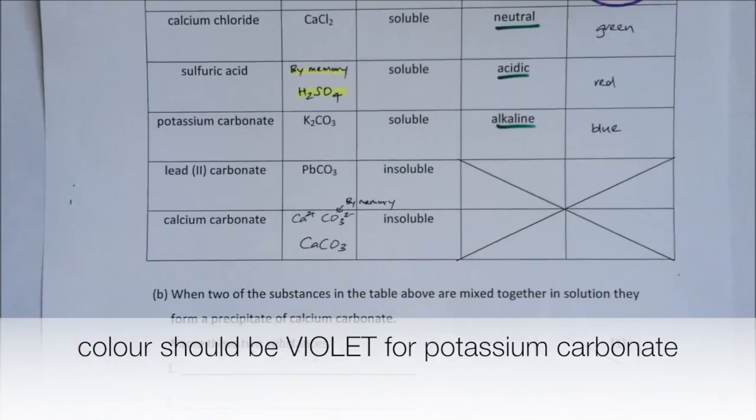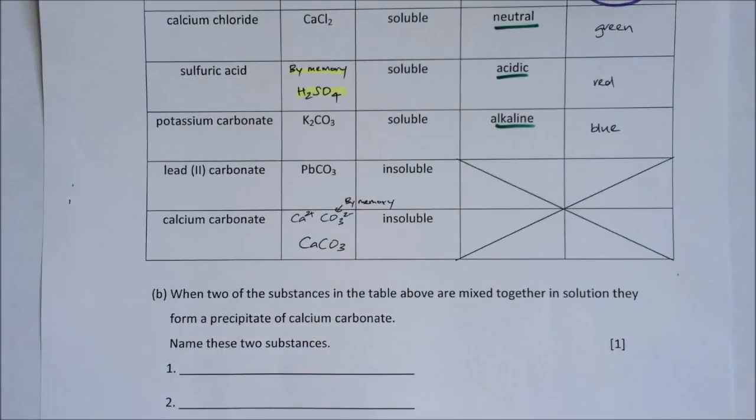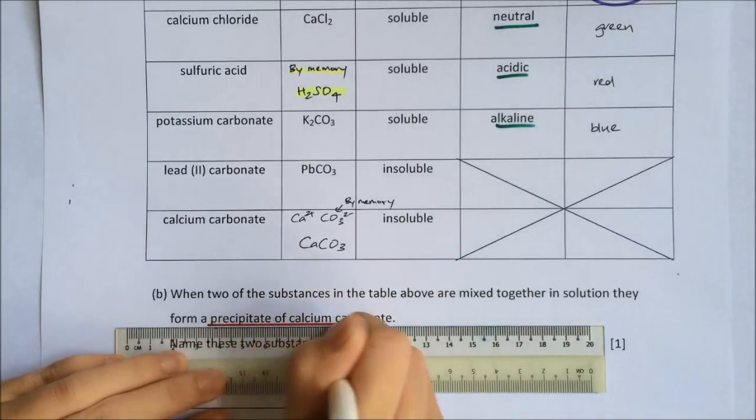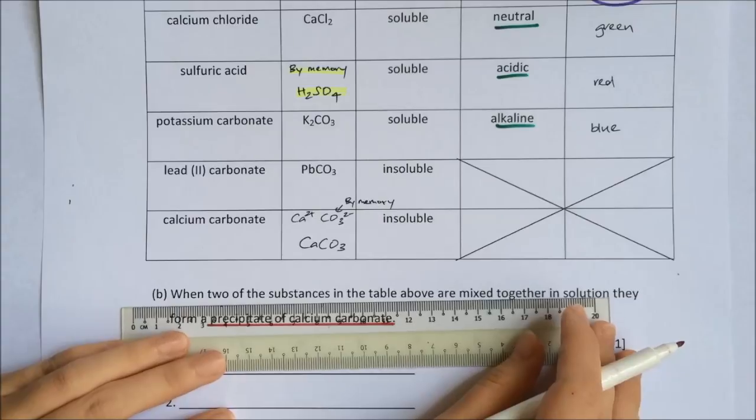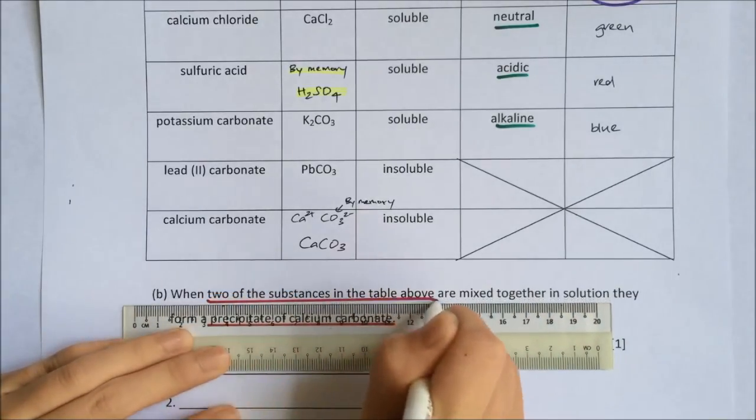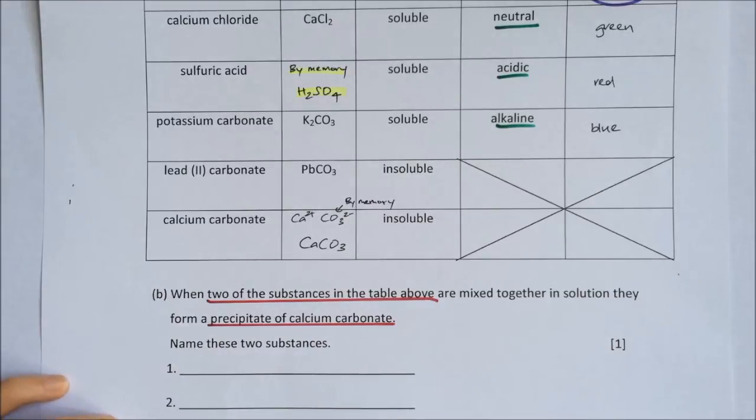So we choose red for sulfuric acid because sulfuric acid is strong. We choose blue for potassium carbonate because potassium carbonate is a weaker alkali. Now we move on to part B. It says to make a precipitate of calcium carbonate, use two substances in the table.